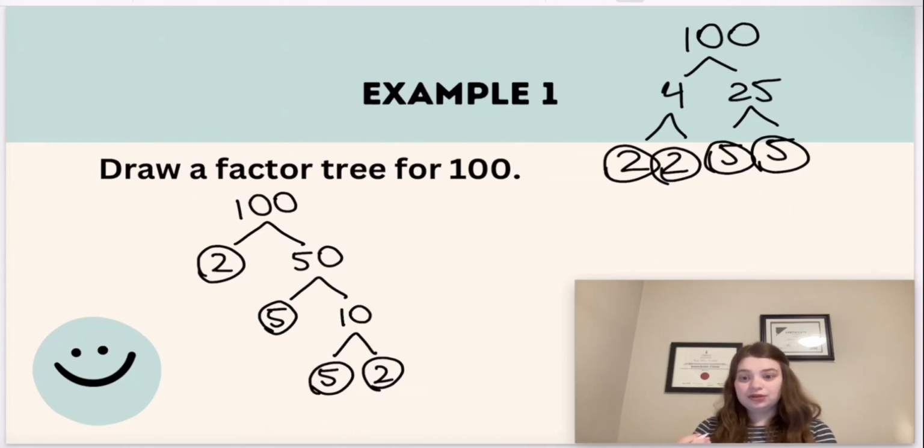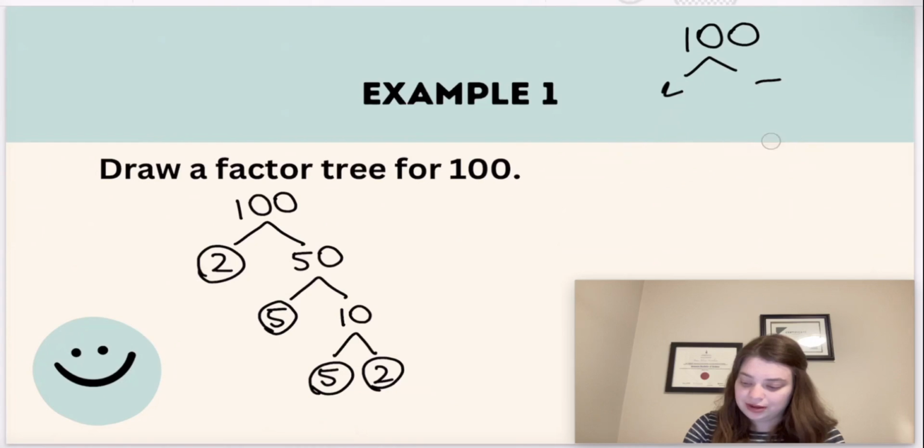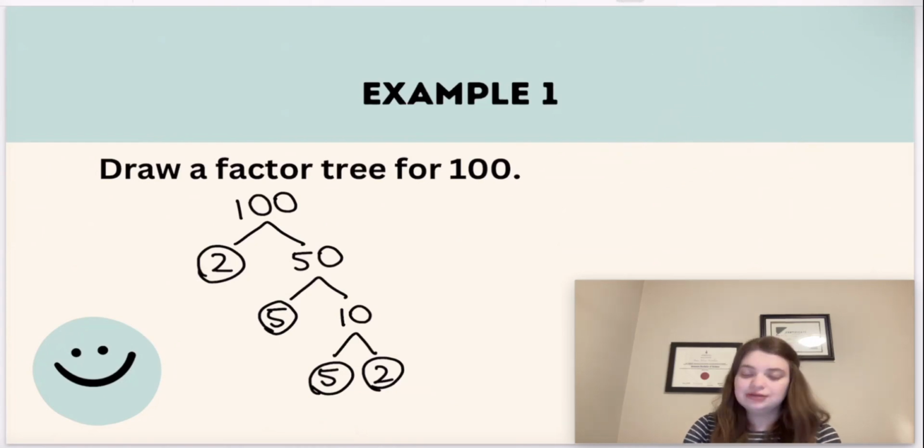And so, regardless of which factors we choose, we're going to end up with the same prime factors if we do it correctly. And so the good news is we don't have to worry about which ones we're choosing or not choosing, because either way we'll get the same results in the end. The point isn't to have a factor tree that looks a certain way. The point is to find the prime factors.